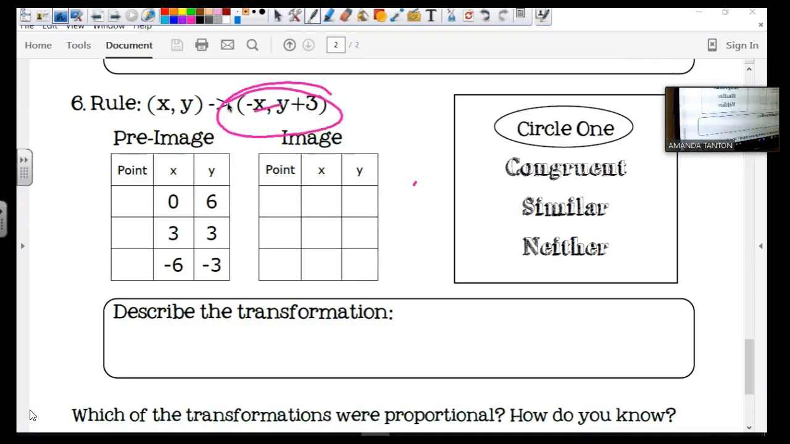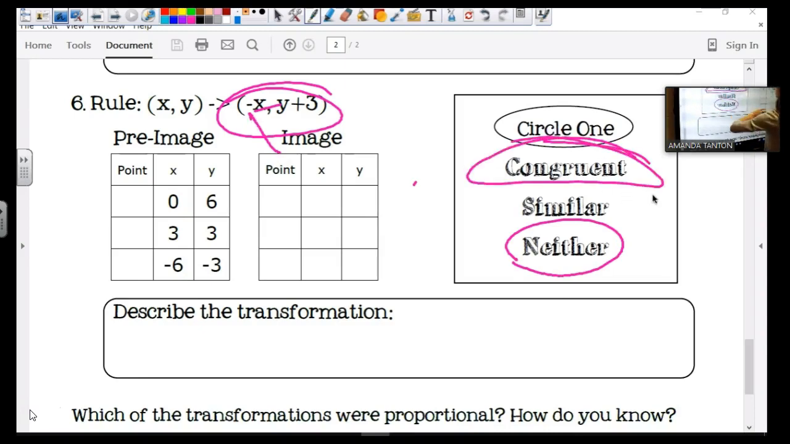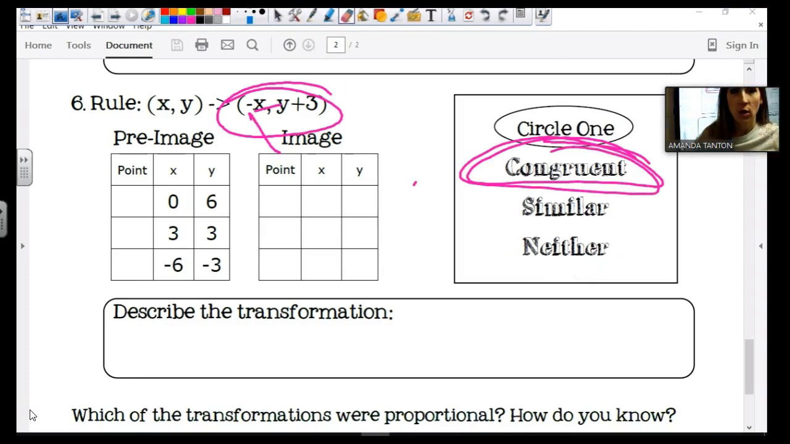Congruent, similar, or neither? Neither. Now, if we wouldn't have had, wait a minute. No, this is not neither. It's congruent. Let's talk about why. Do you see any coefficients? Well, I do. -1. But remember, a coefficient of 1 is a congruence coefficient. So nothing stretched or compressed here.